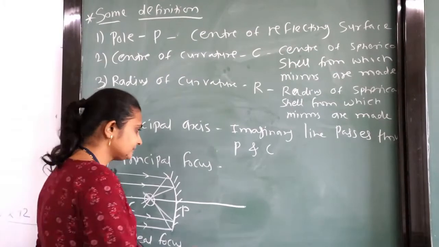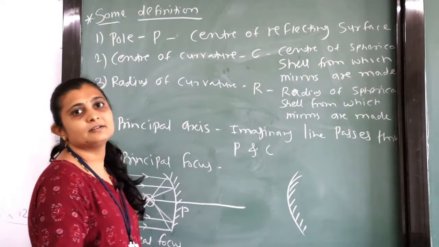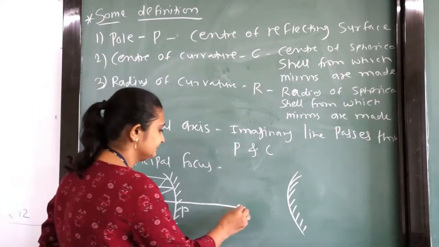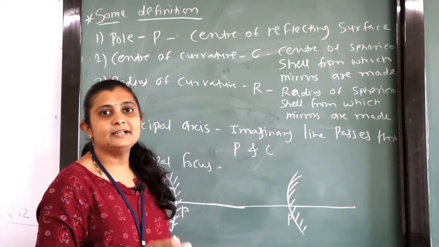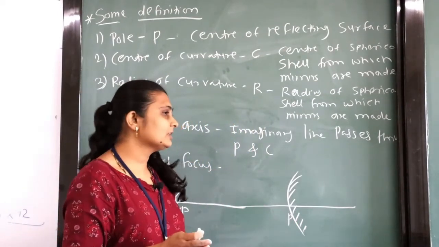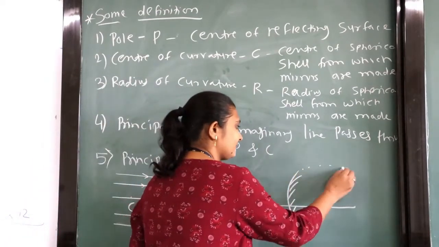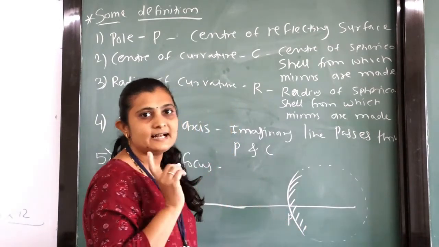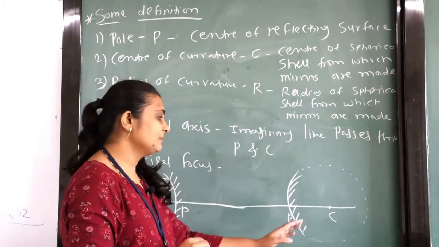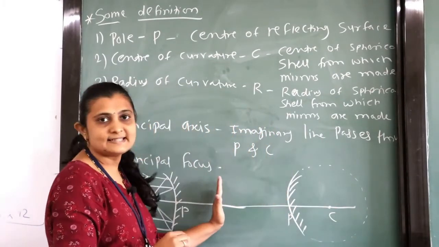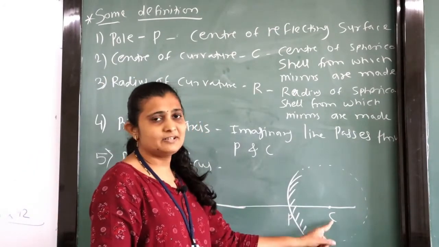Now for the convex mirror, this is the convex mirror, and this is the pole. Where do the center of curvature and radius of curvature lie? You have to simply complete the circle. Inside the circle you always get the center of curvature. The center of curvature will not lie on this side; it is always inside the circle. Then this is the center of curvature.